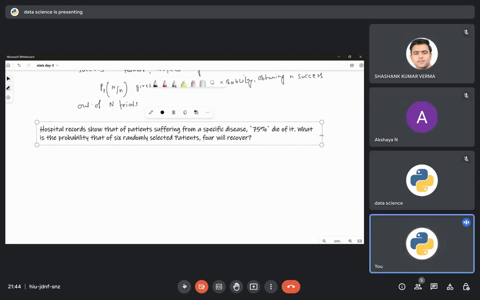So if you get this kind of problem, it can be solved by the binomial distribution. This is a binomial distribution because there are only 2 outcomes: either they will survive or they will not survive. Either they will recover or they will not recover. So that's why it's a binomial distribution problem. Did you understand how to crack this as a binomial distribution problem? Make sense, guys? Yes, sir.